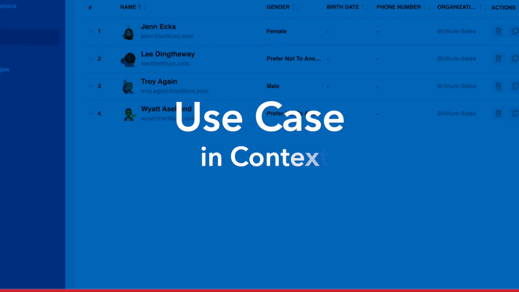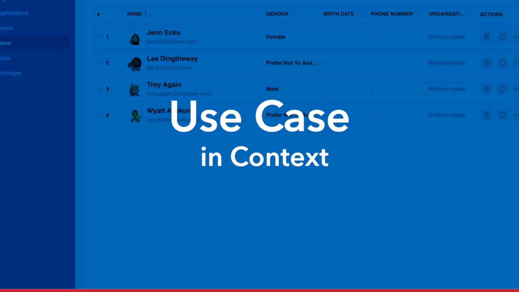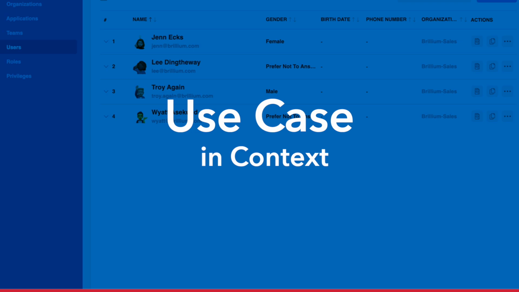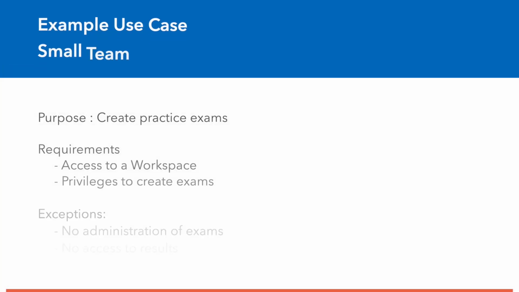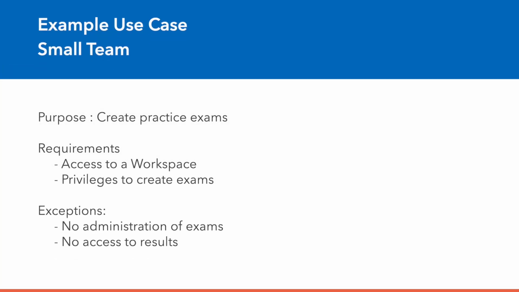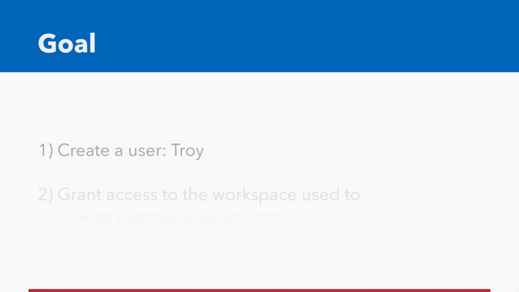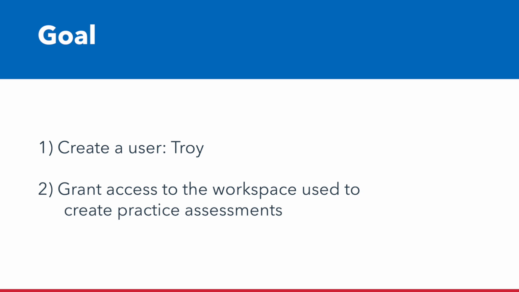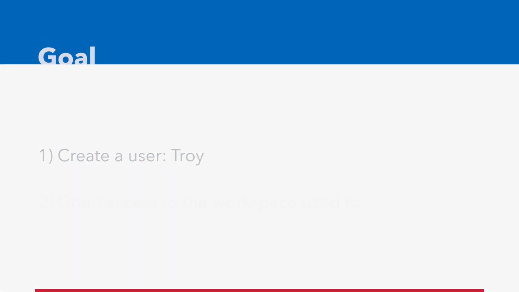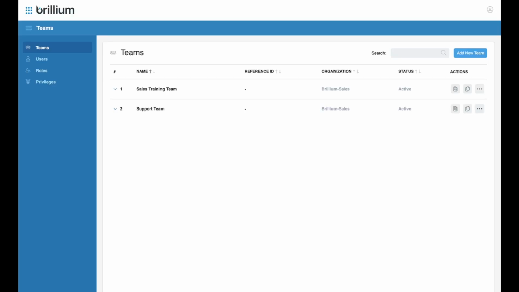Let's look at a few example use cases to help illustrate how Brillium Administration is used to manage user and team privileges. In the Workspaces tutorial, we use the example of a small team tasked with creating practice assessments for our vendors to use for compliance training. This particular team's only purpose is to create our practice tests, but not to administer them directly or to review results. Let's take the example a bit further by creating a user and granting them access to the workspace used to create our Spanish practice assessments. We'll create a user named Troy for that team.